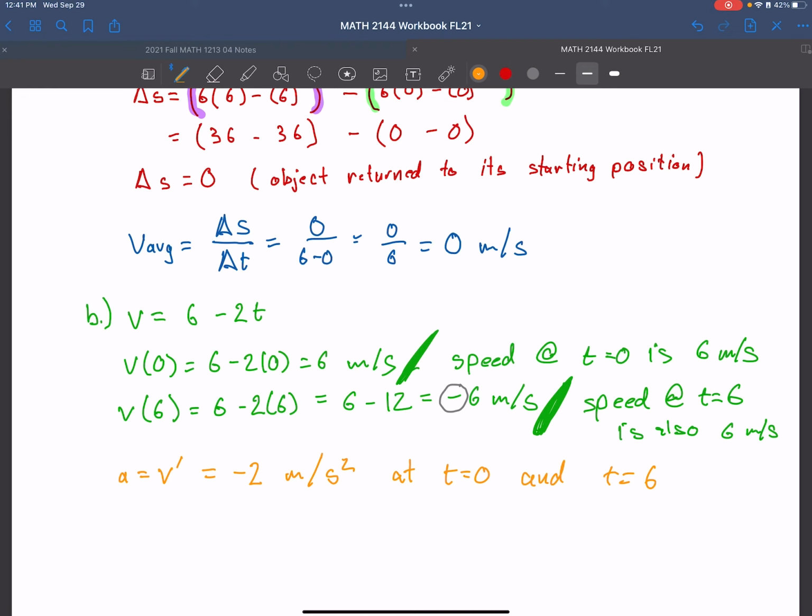This is consistent with what we noticed above. Notice that this and this were both 6, so there was no variability to the acceleration of this object. So that's why those are the same. Acceleration is a constant here.